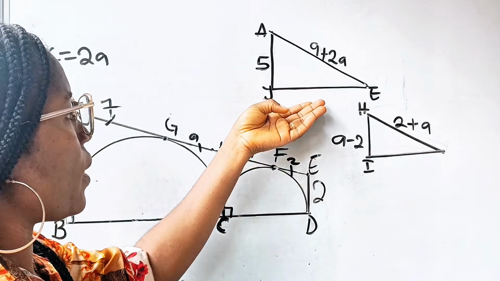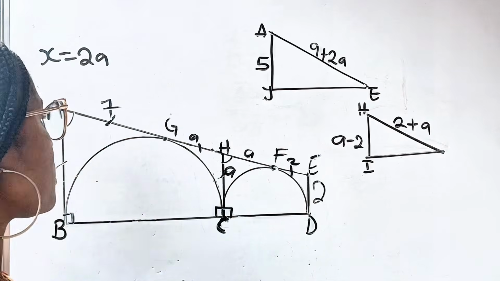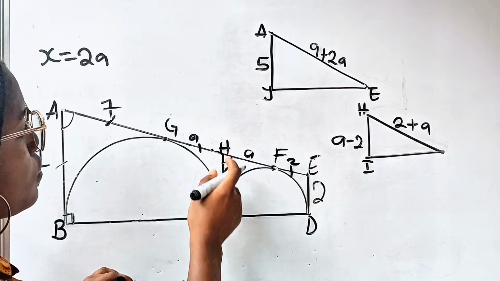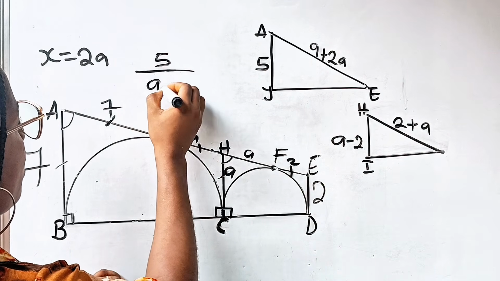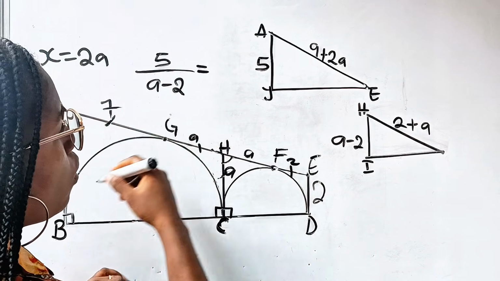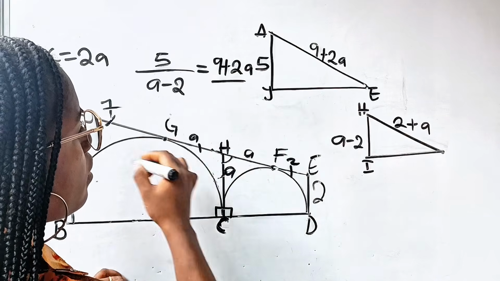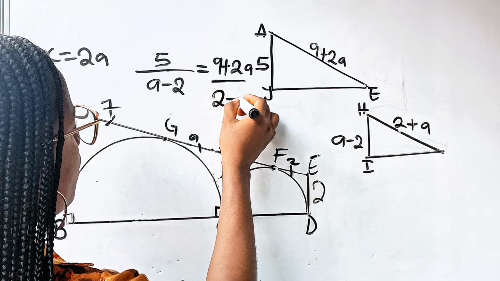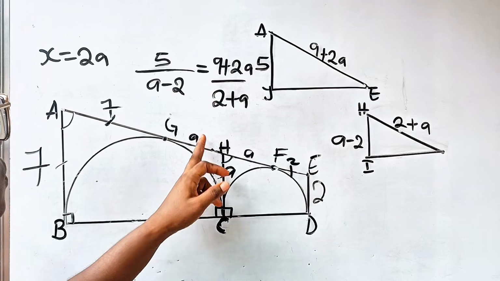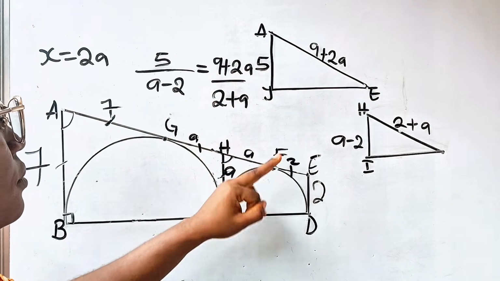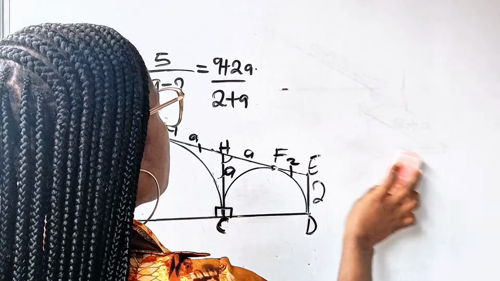Now, this is what we have. Remember that the ratio of the corresponding sides are equal, right? So that means we are going to have 5 over A minus 2. So 5 divided by A minus 2 is equal to 9 plus 2A divided by 2 plus A. Okay? 9 plus 2A divided by 2 plus A. So let me now clean this and we continue solving.